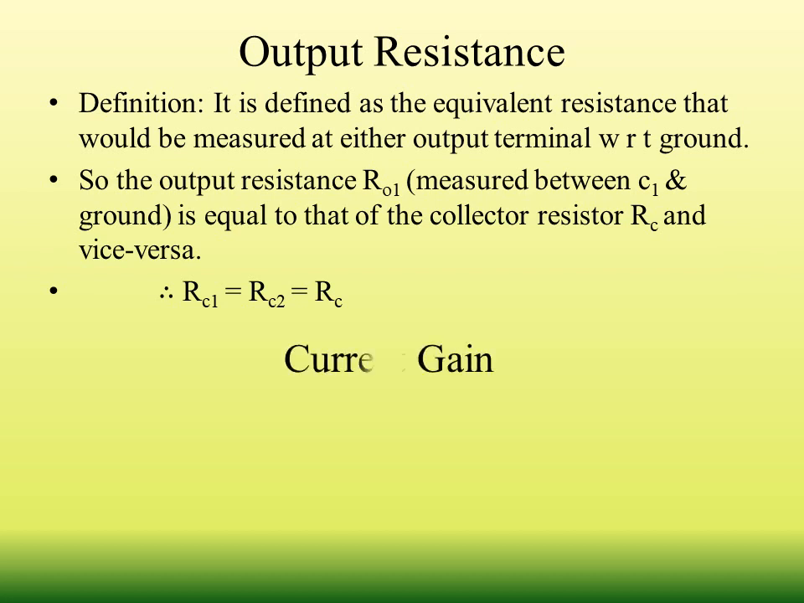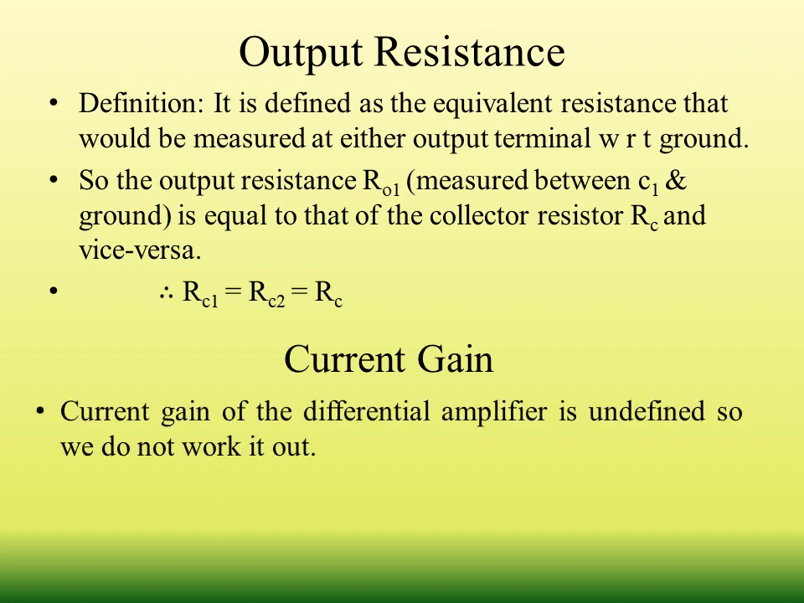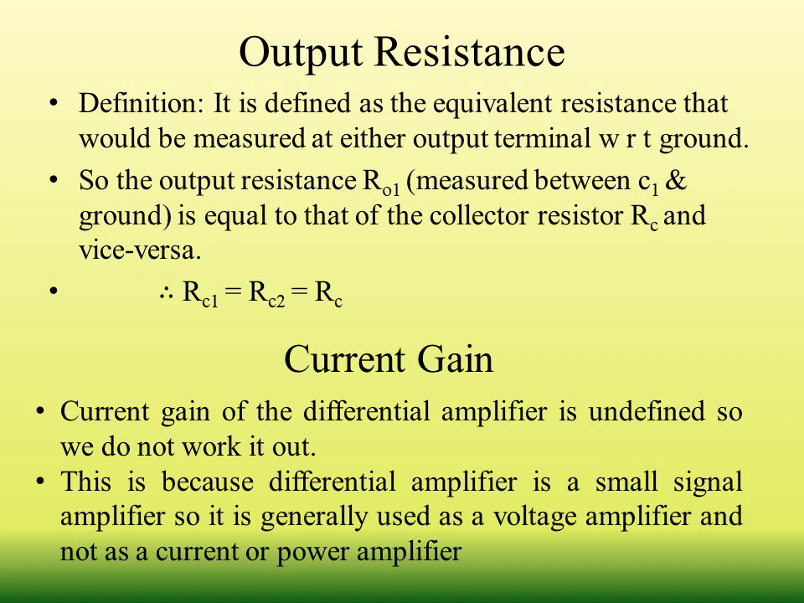Now, the fourth parameter that we calculate in AC analysis is the current gain. The current gain of the differential amplifier is undefined, so we do not work it out. This is because the differential amplifier is a small signal amplifier, so it is generally used as a voltage amplifier and not as a current or power amplifier. So we generally do not need to calculate current gain. So here, by doing AC analysis, we have calculated the four parameters essential to study a differential amplifier and its signal response.